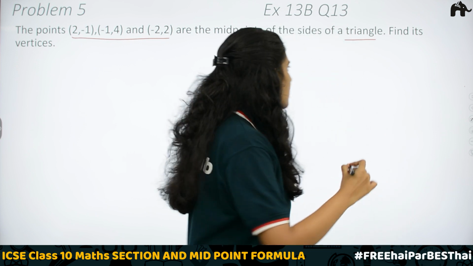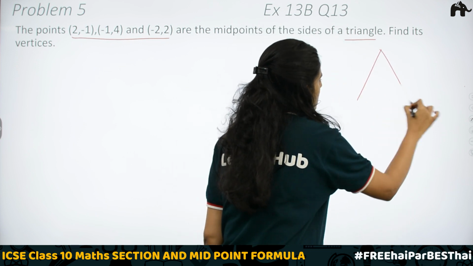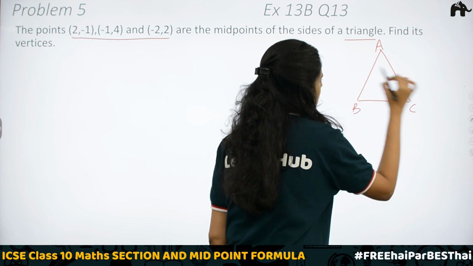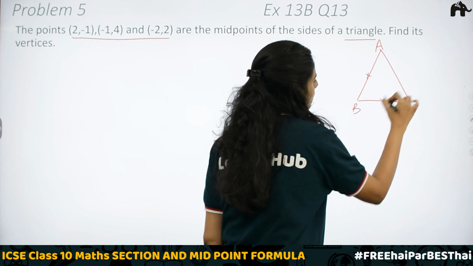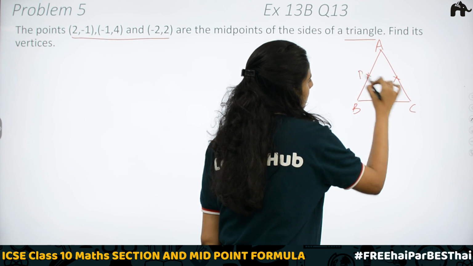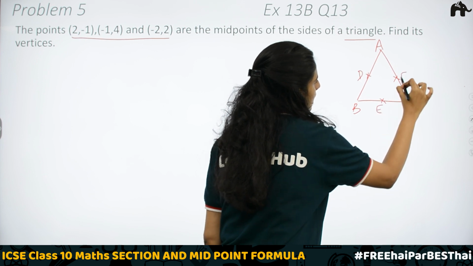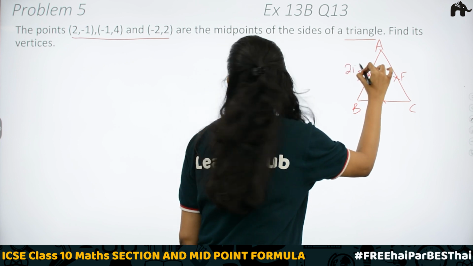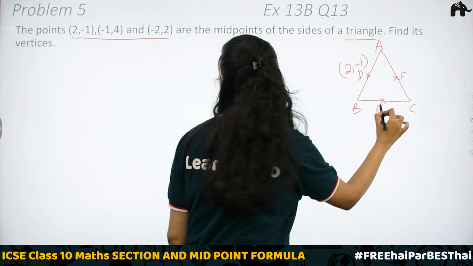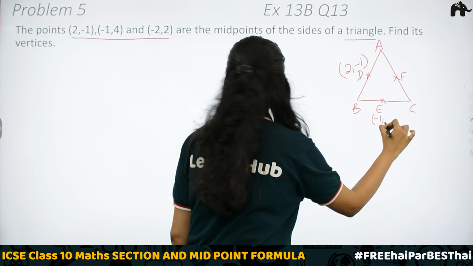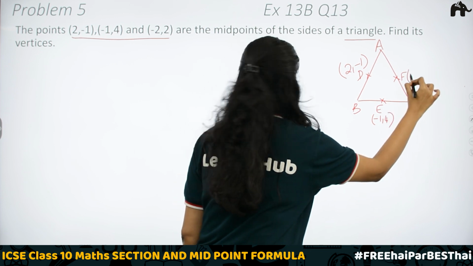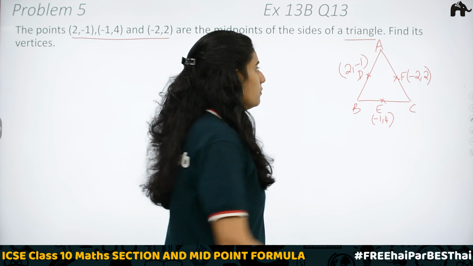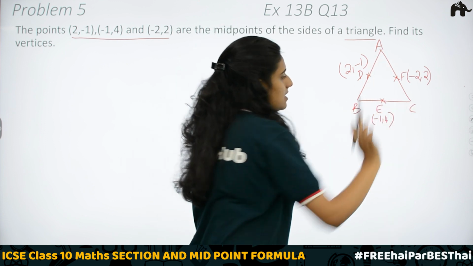Let us consider a triangle ABC. We don't know the coordinates of A, B and C. We just know the midpoints. Here, we take 3 midpoints D, E and F. Coordinates of D (2, -1), of E (-1, 4) and F (-2, 2). Now, how do we find A, B and C?